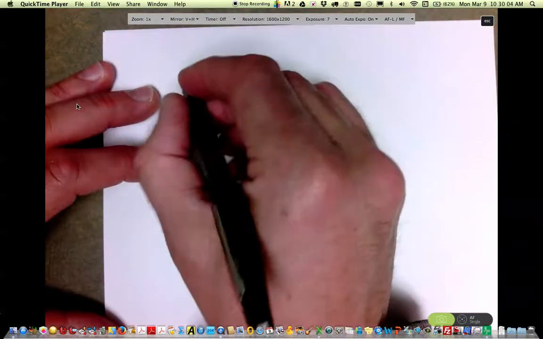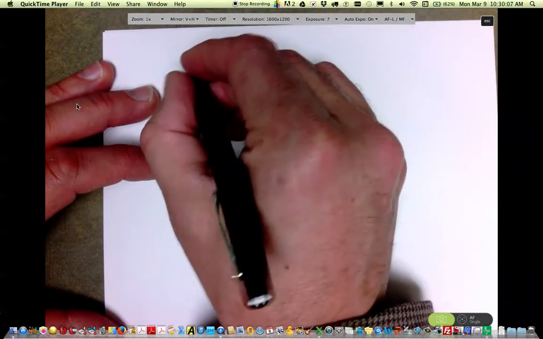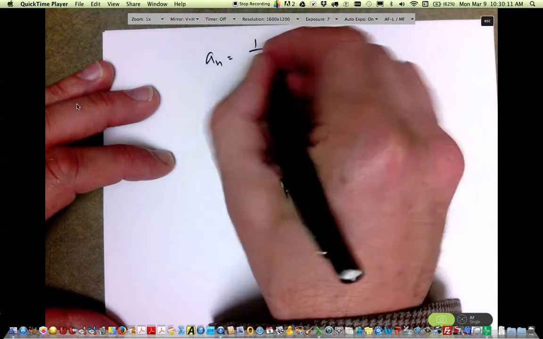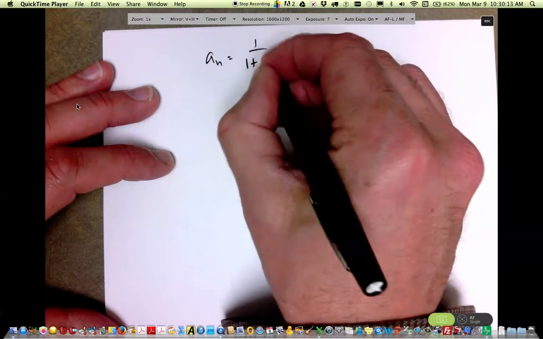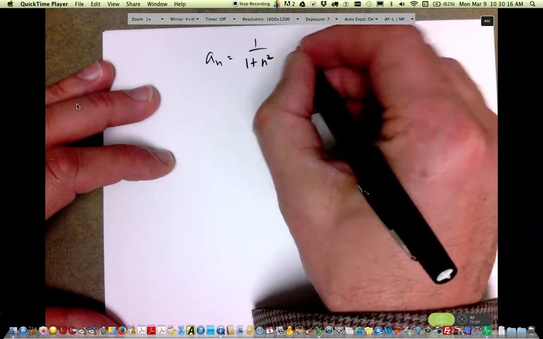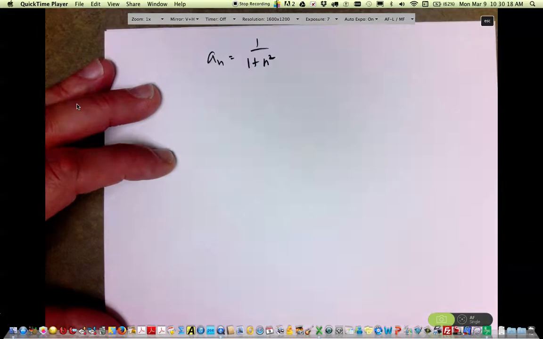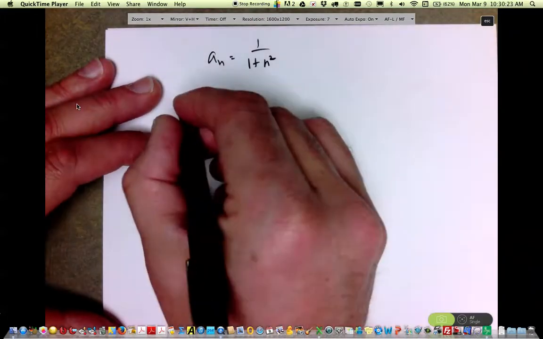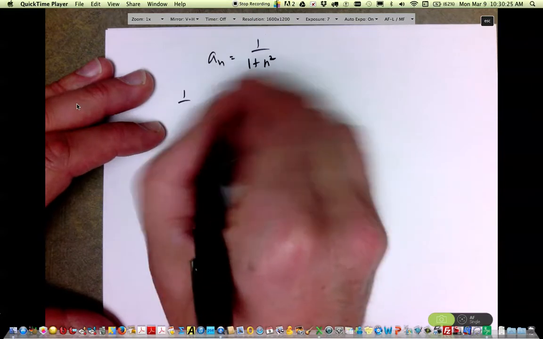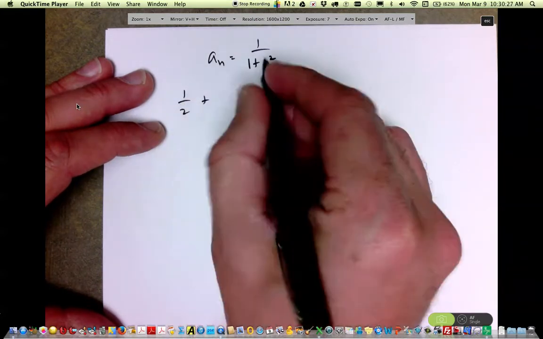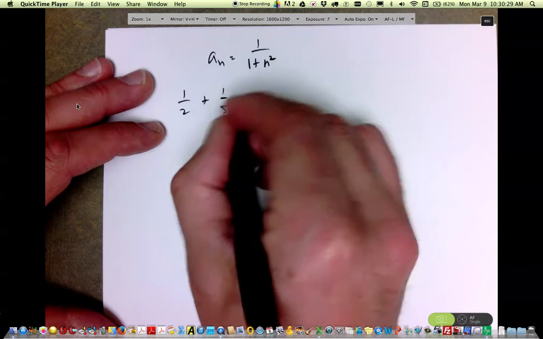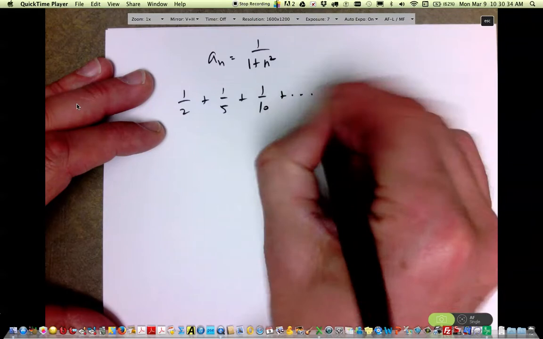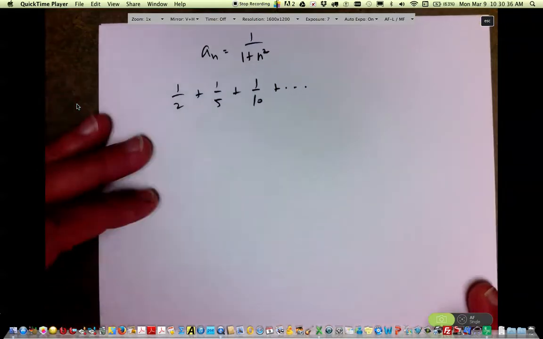Suppose we're interested in a series where the nth term is 1 over 1 plus n squared. We want to know, is this going to converge or is it going to diverge? The series looks like this. When n is equal to 1, we get 1 over 2. When n is equal to 2, we get 1 over 5. When n is equal to 3, we get 1 over 10, and so on. So we want to know what happens to this series.